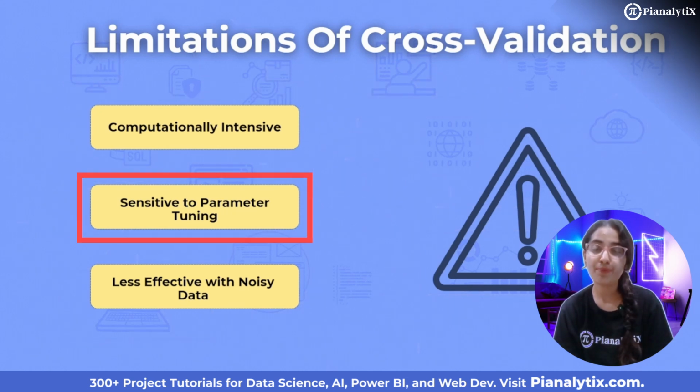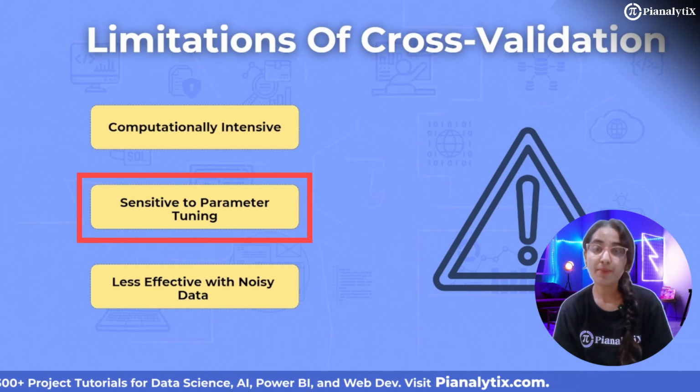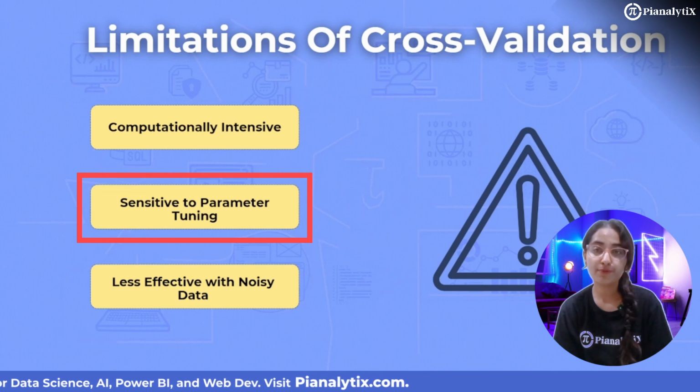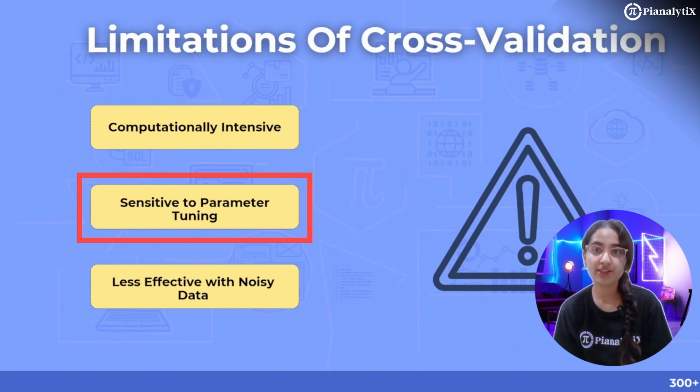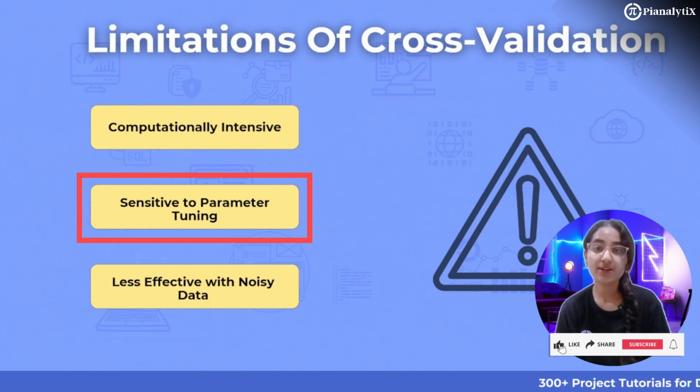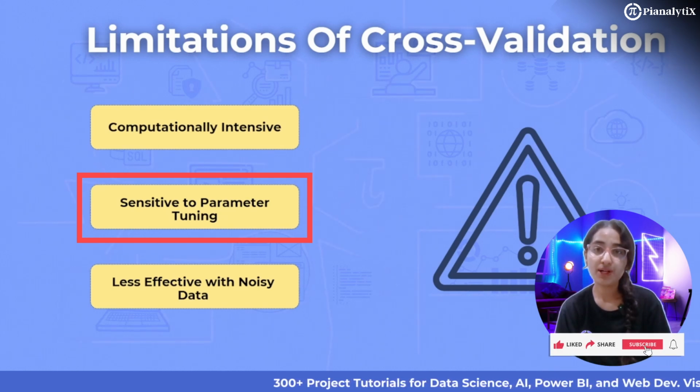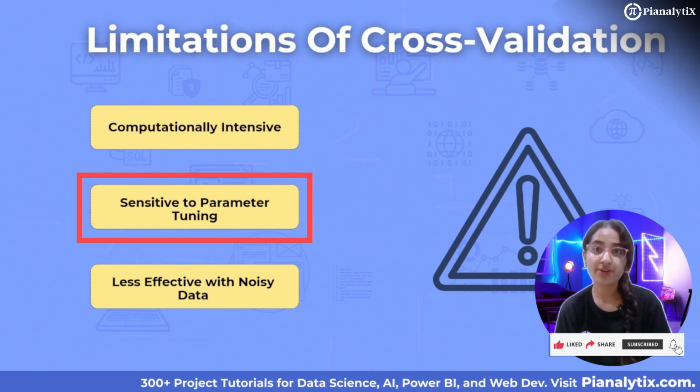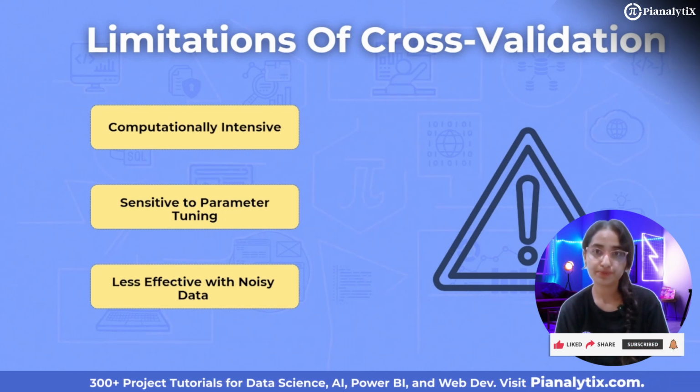Second, sensitive to parameter tuning. SVM requires careful tuning of parameters like C and gamma, especially for non-linear kernels. Choosing the right values can make a huge difference in performance, but it can also be tricky to get right without trial and error.